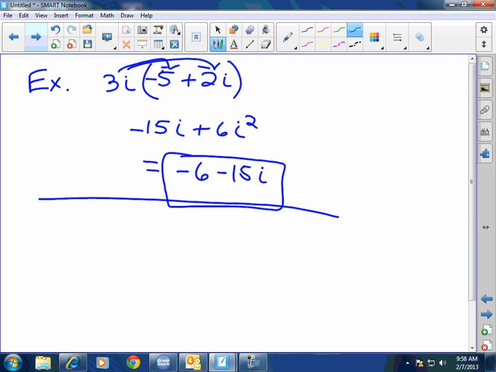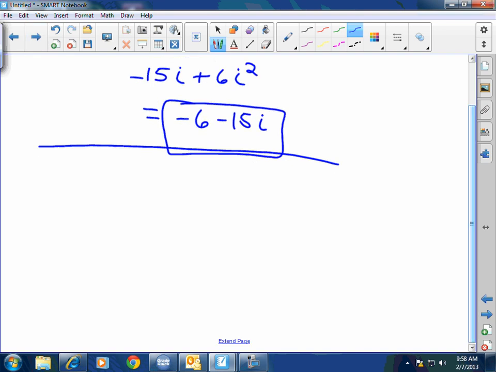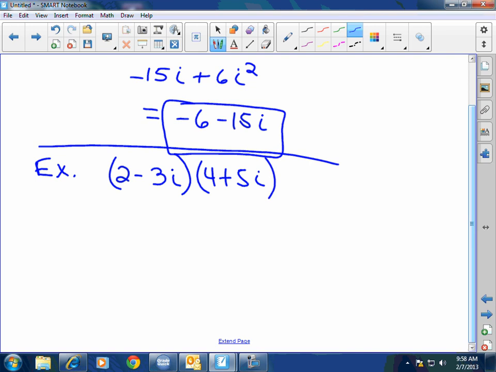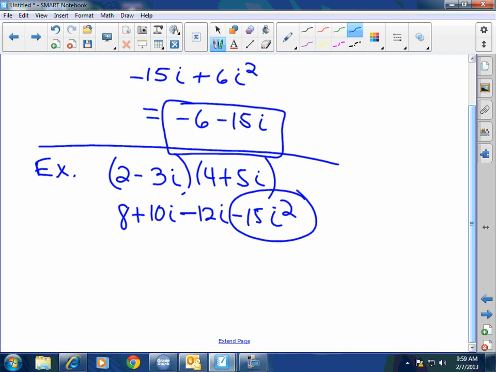Okay. Let's do another one. All right, how about if we FOIL? Come on, guys. It's easy. This is Mickey Mouse. We know how to FOIL. 2 times 4, 8, plus 10i, minus 7i, minus 12i, minus 15i squared. Remember, this negative 15i squared turns into what? Negative 1 times negative 15 gives plus 15. So you're going to have 23 minus 2i. Done.